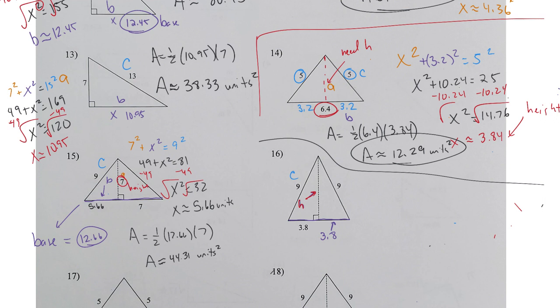We'll say that this is A, and we'll say that this is B. Now it's not the whole base; it's just half the base. But for the left triangle, it is B. All right. So I'm going to say x squared, because we don't know the height, plus 3.8 squared equals 9 squared. So I evaluate. I put 3.8 squared in my calculator. I end up with 14.44.